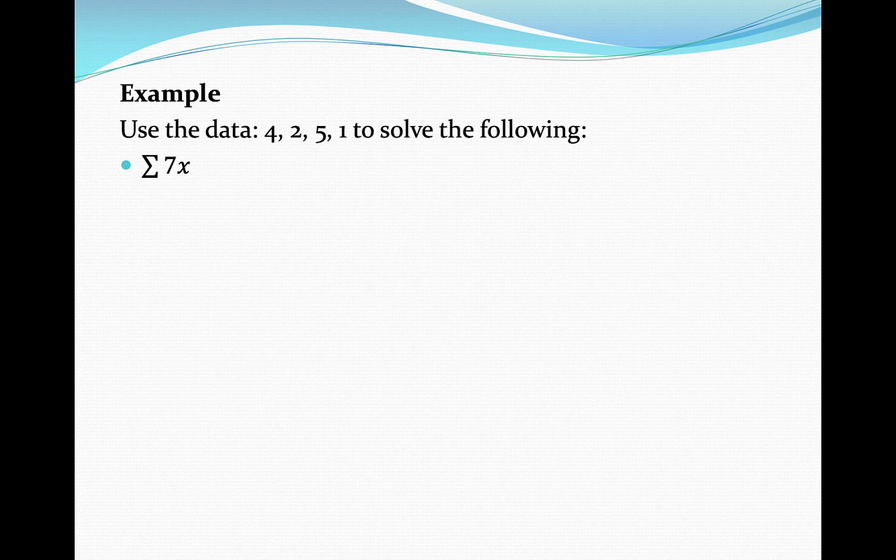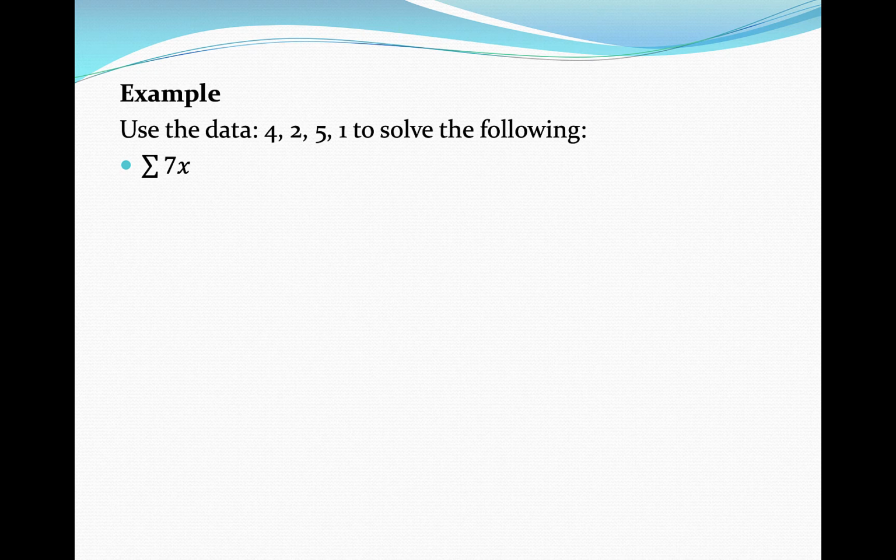So let's do some examples. Make sure we understand how these sums work. So we're going to go back and use that same data set where we just had 4 data points. That means n equals 4. We have 4 data points, which are 4, 2, 5, and 1. So let's just talk about how we sum some different expressions. So we're going to start with just the sum of 7x.